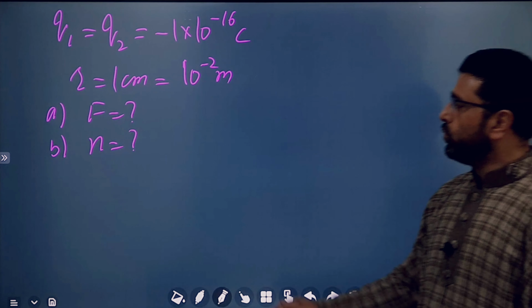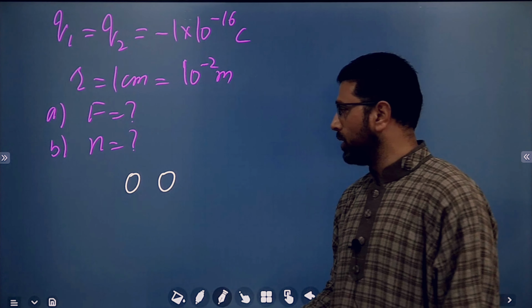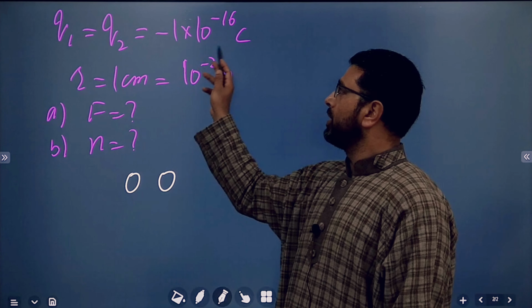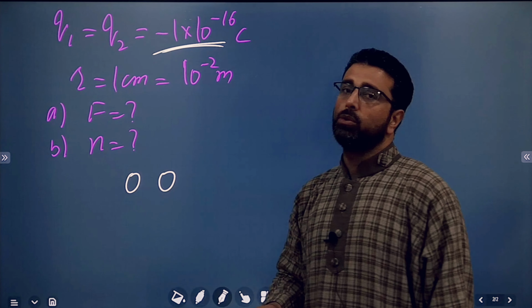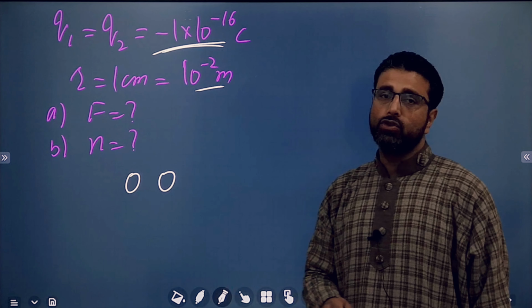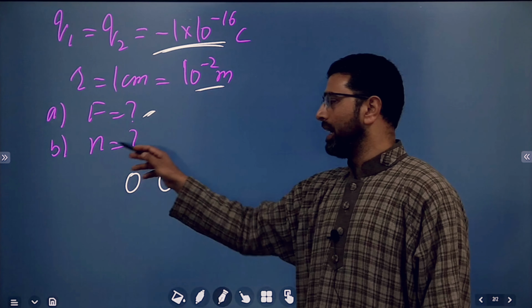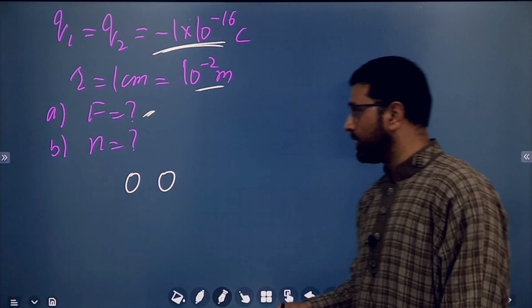So we have two small water drops. Both of them have a charge of -1 into 10 to the power minus 16 Coulomb. They are separated by a distance of 10 to the power minus 2 meters; 1 centimeter is 10 to the power minus 2 meters. We have to find the force between them and then the number of extra electrons there.